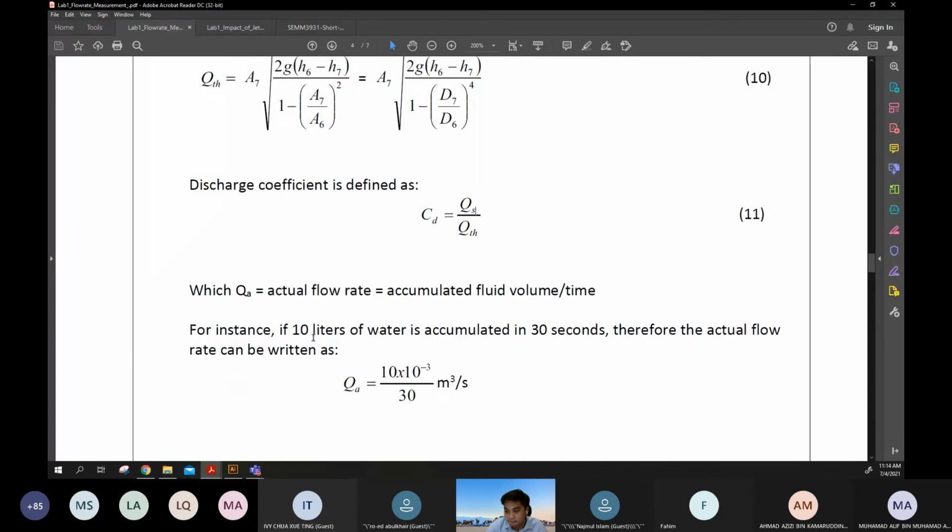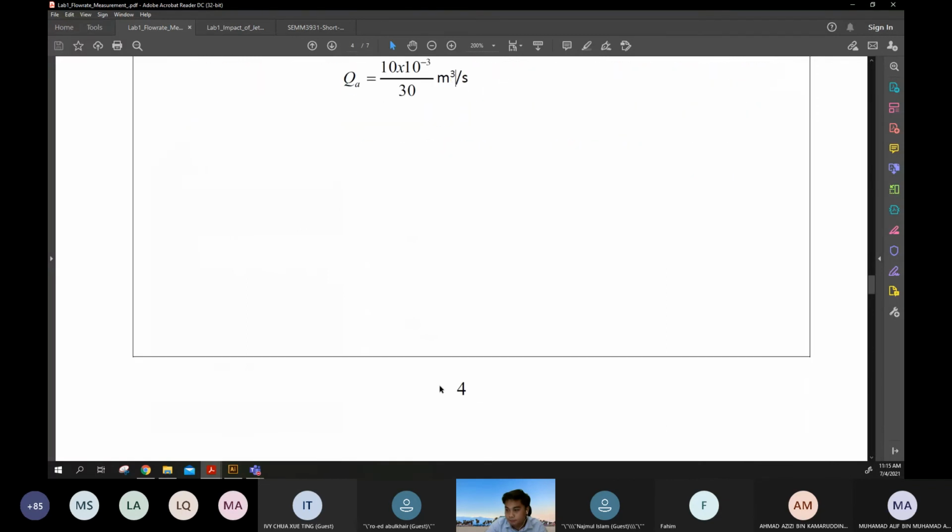For example, if 10 liters of water accumulated or flowed within 30 minutes, the actual flow rate can be written as 10 multiplied by 10 to the power of negative 3. Why? Because we need to convert into SI units. This is liter, and this is meter cubed per second. So for conversion from liter to cubic meter, you need to divide by 1000.